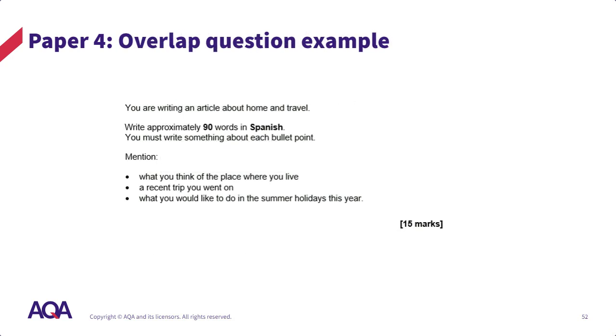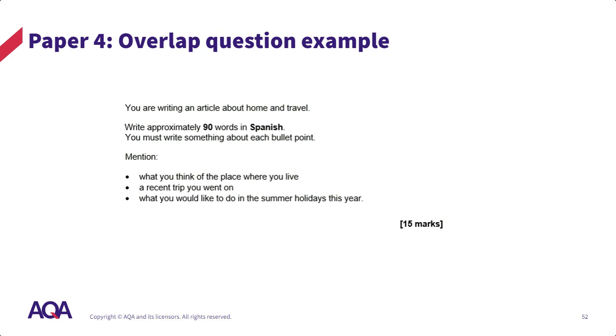So here we have an example from the specimen papers of one of the optional overlap questions. It's a very accessible and popular topic. The instructions for students are very clear. They're told to write approximately 50 words in Spanish, and they're reminded that they need to mention each bullet point.